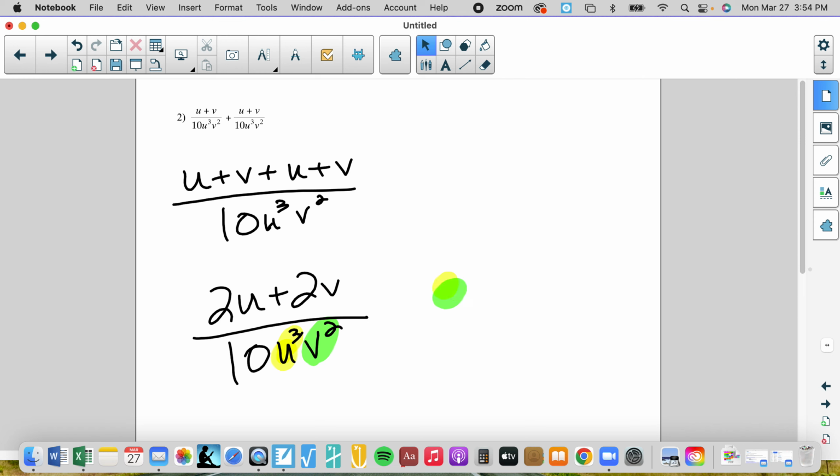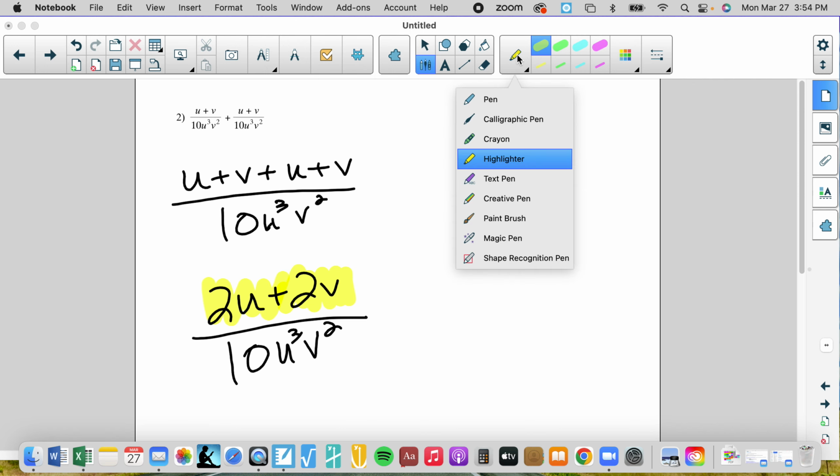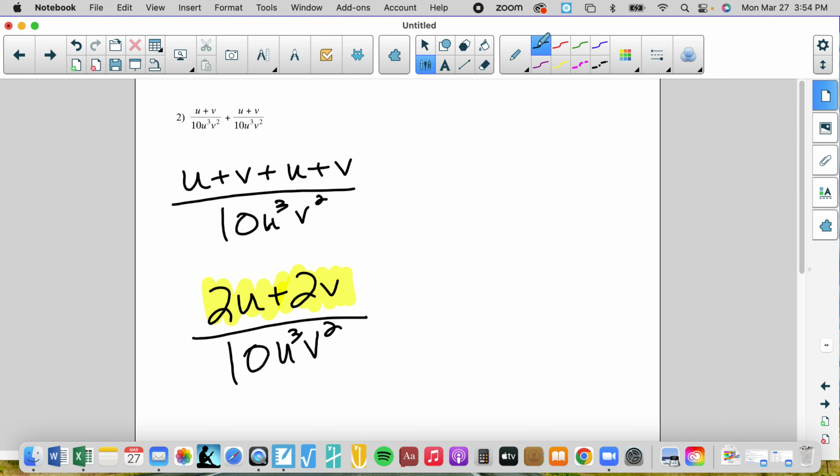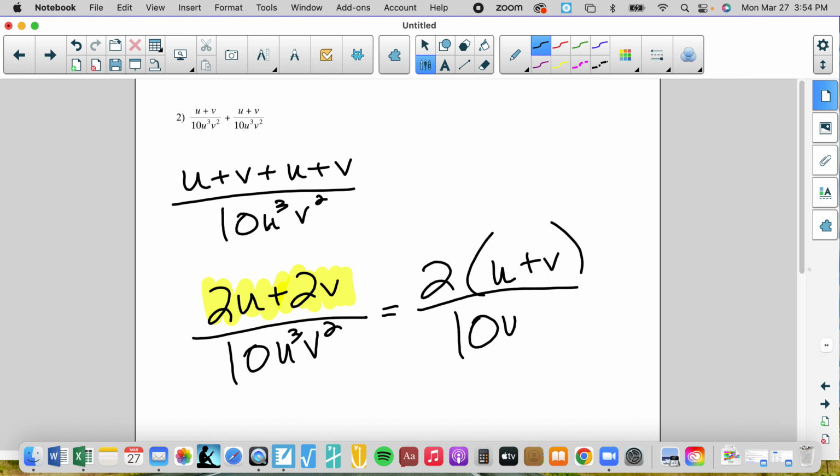You cannot do that. What you can do, however, if we look at that numerator, we'll always want to look, can we factor? We can't combine them because u's and v's are different, but we do notice that both have a factor of 2. So we can take that 2 out of there, and we get 2 times u plus v all over 10u cubed v squared.